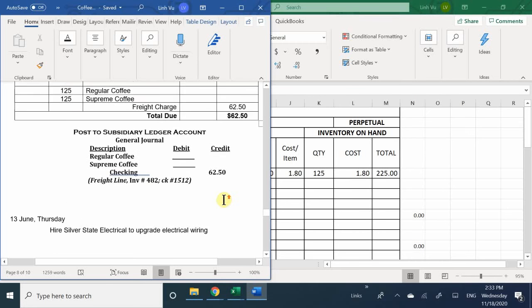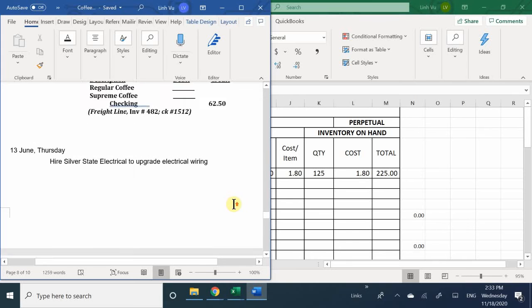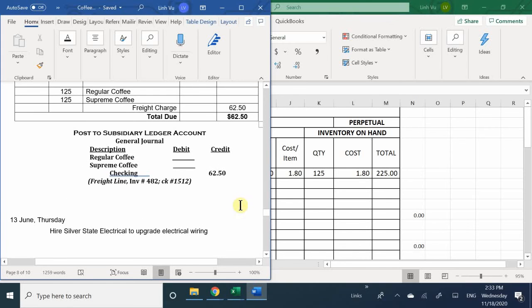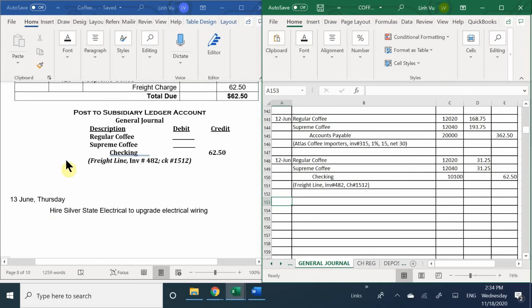So now that the 12th is complete, what happened on the 13th of June? Okay, we hire Silver State Electrical to upgrade electrical wiring. So what is this electrical wiring for? For the grinder. Good. So we're only hiring them.